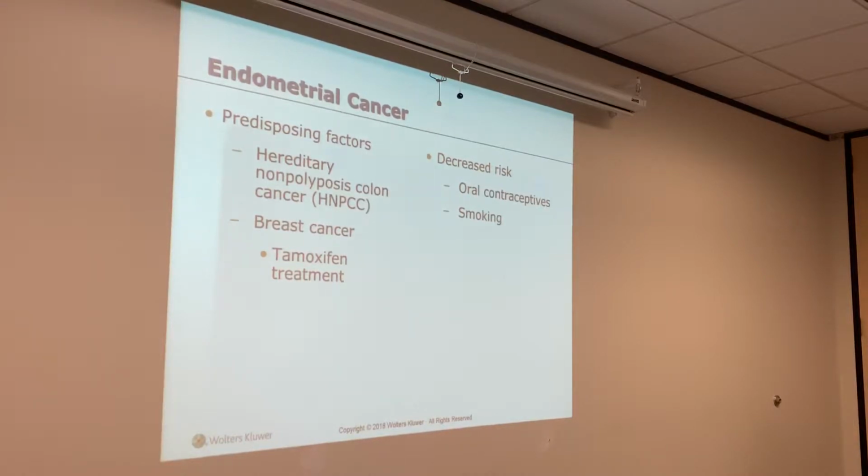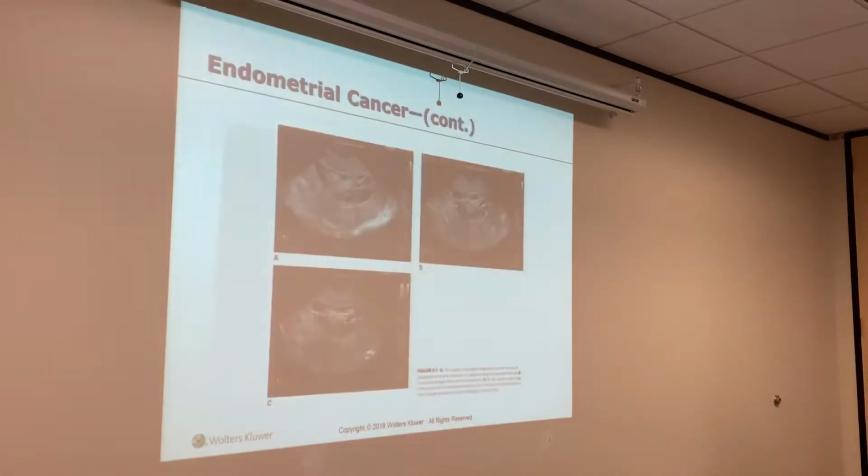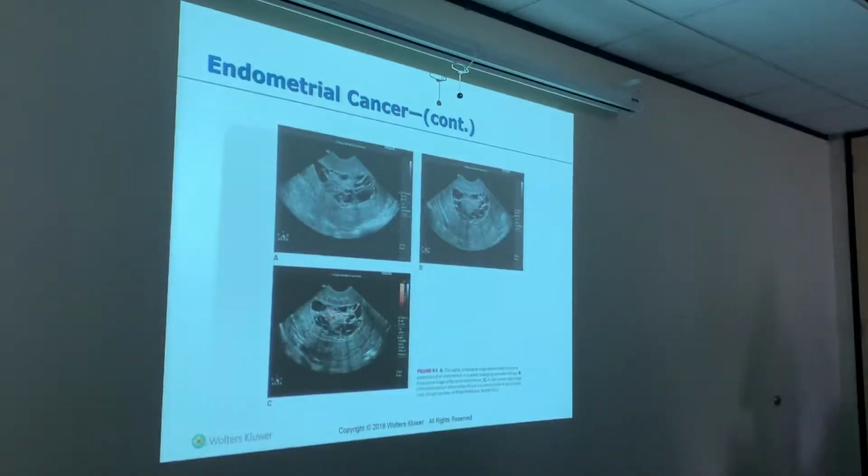Predisposing factors are going to be hereditary. Breast cancer. They give you tamoxifen. And tamoxifen is an estrogen drug, and it causes endometrial cancer because estrogen is what helps our endometrium grow. Okay? And of course, other risks are birth control pills and smoking. It's amazing, isn't it, that smoking can even affect your endometrium.